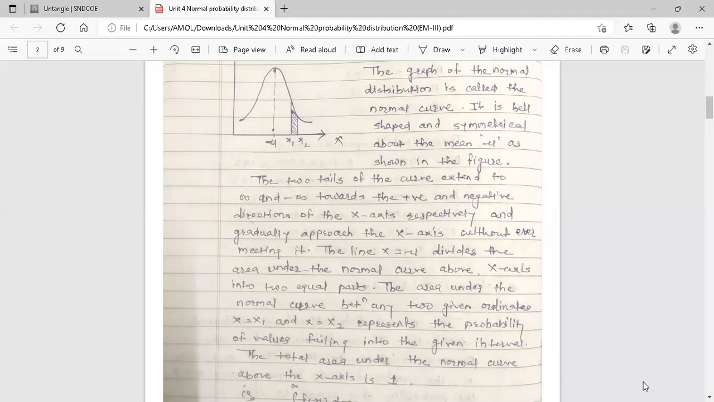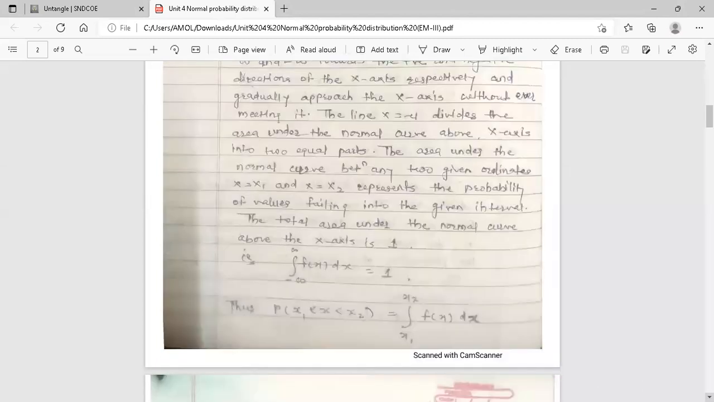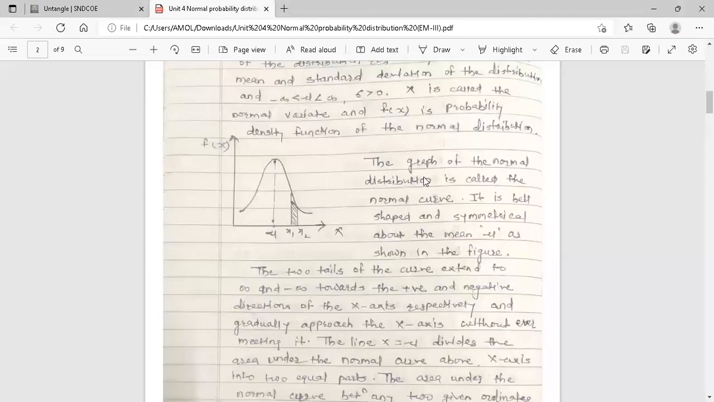The total area under the normal curve above the x-axis is 1. This total area under the normal curve is equal to 1, because in the normal distribution, area is connected to probability. So definitely the complete area of the normal curve is equal to 1, because the maximum value of probability is also 1.